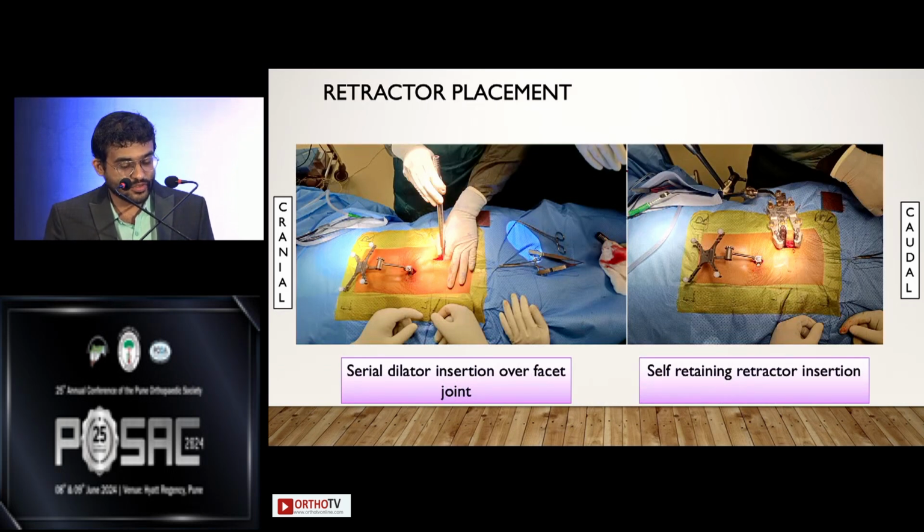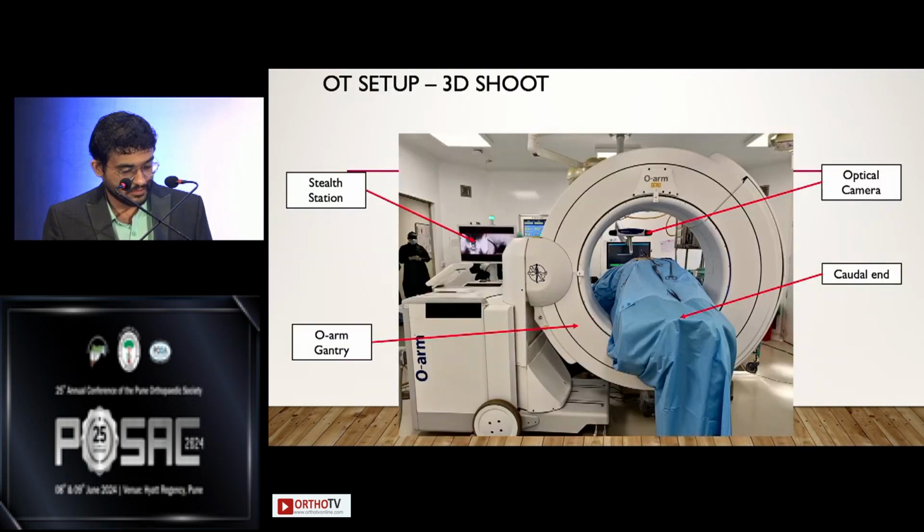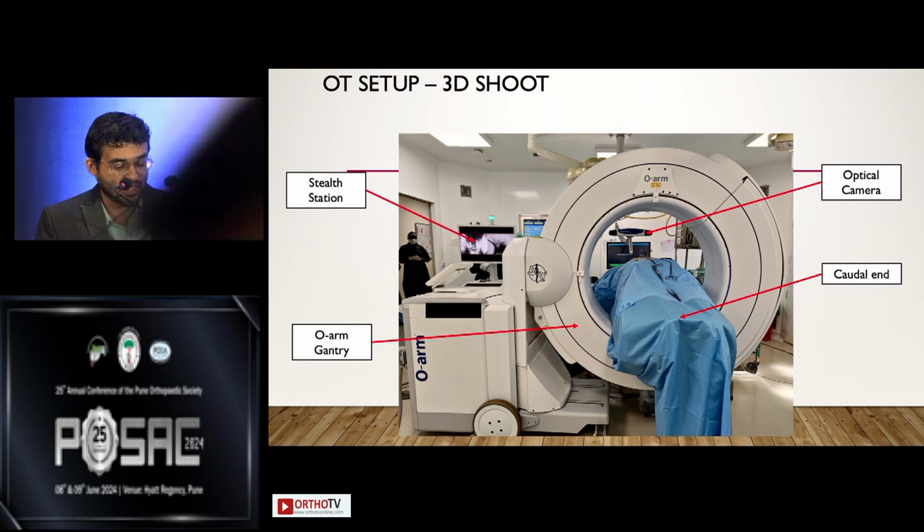Serial dilators are used over the facet joint, and then self-retaining retractors are inserted. This is the O-arm setup which we use in our system. That is the optical camera in the center of the O-arm, and that is the O-arm gantry and the stealth station. The advantage of the 3D shoot is there is no radiation exposure to the surgeon as well as the staff, because they are outside the operation theatre during the CT scan. However, the patient is exposed to the O-arm navigation CT scan as the patient is inside.